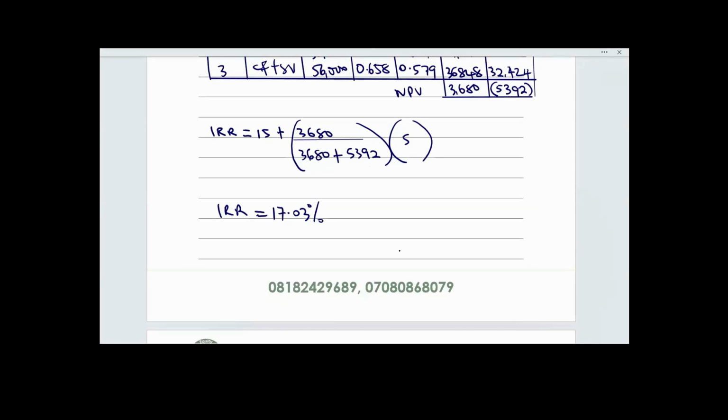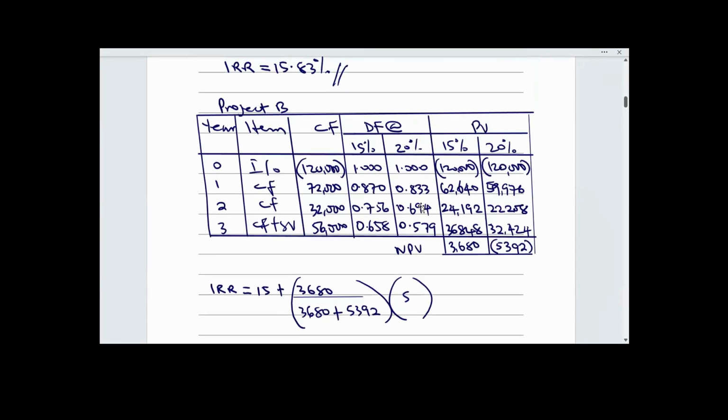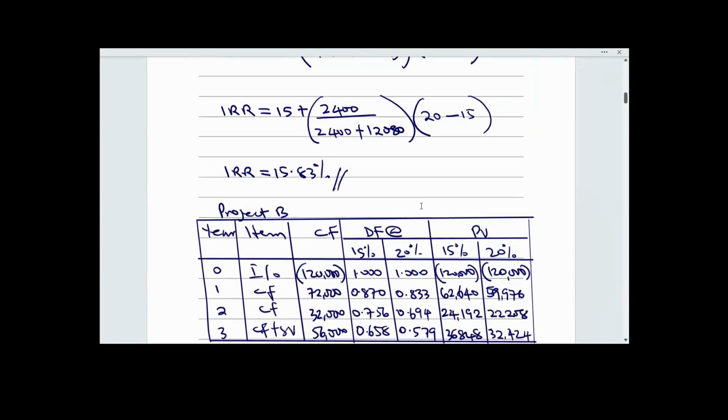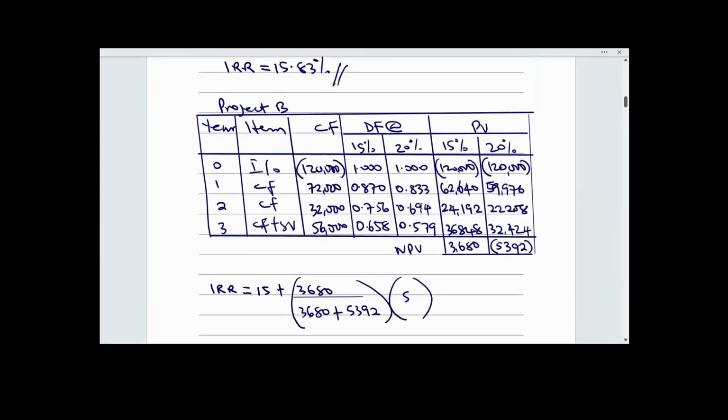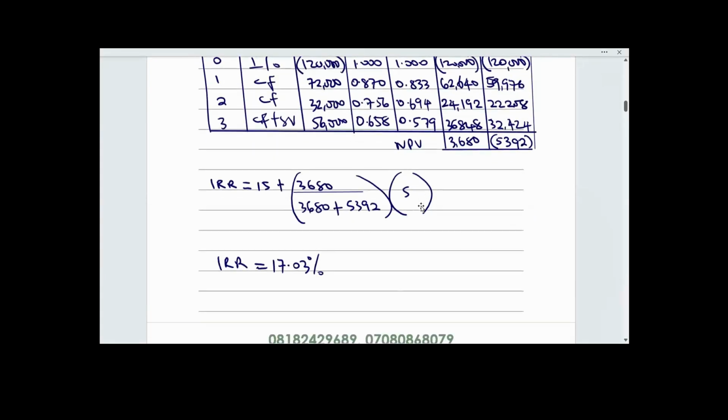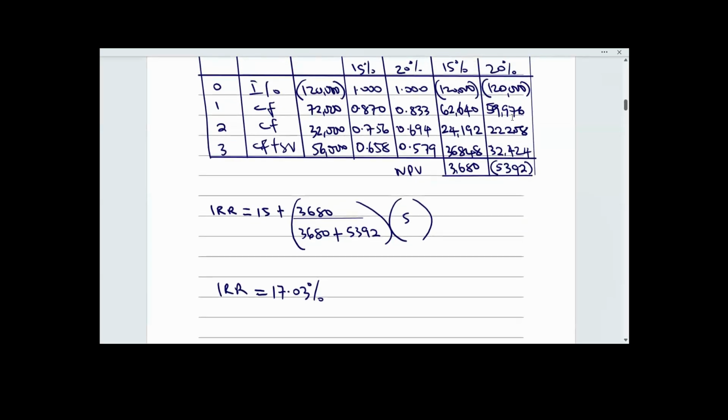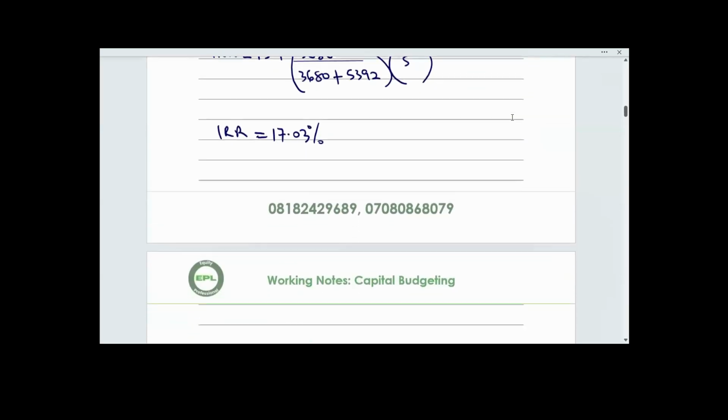So if we are to choose between project A and B, of course, project B is higher. Therefore, project B should be selected. But the examiner did not ask you to make a decision. So that's that. Then requirement A3, you have to calculate the payback period.